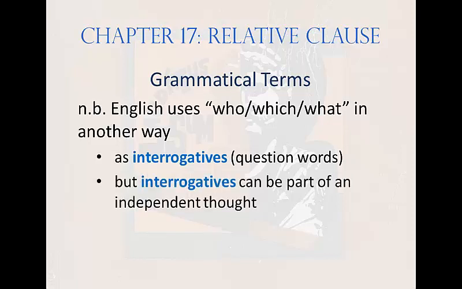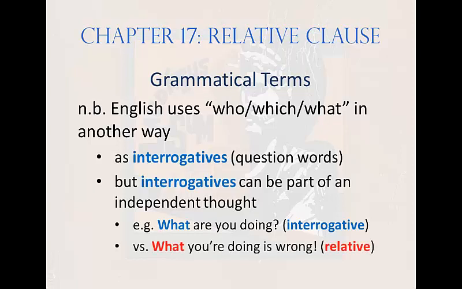Interrogative pronouns are used in independent thoughts, such as, "What are you doing?" Where "what" introduces a question that's a full thought, versus "what you're doing," which is not a full thought. It needs an independent sentence to attach to, such as, "It is wrong," creating a full thought. "What you're doing is wrong." There, "what" is functioning as a relative pronoun.